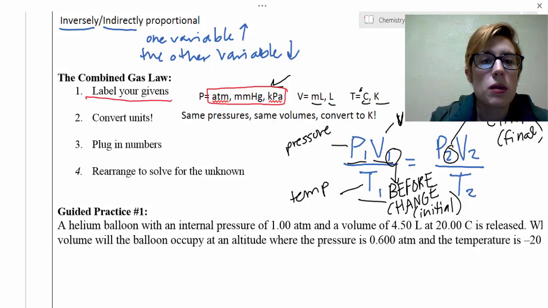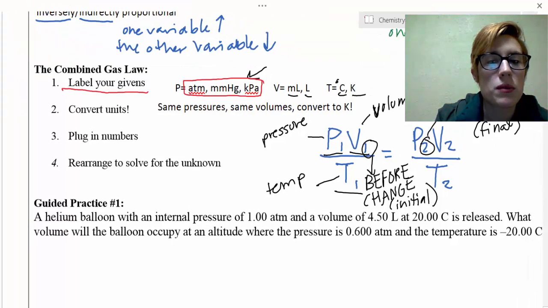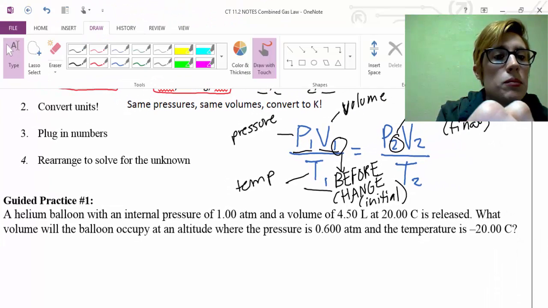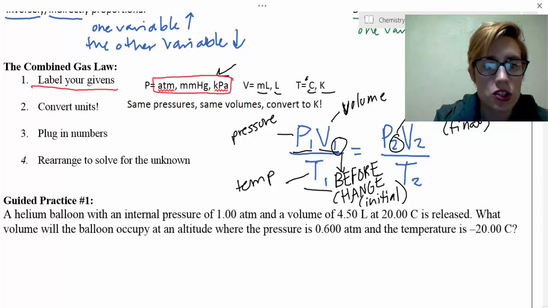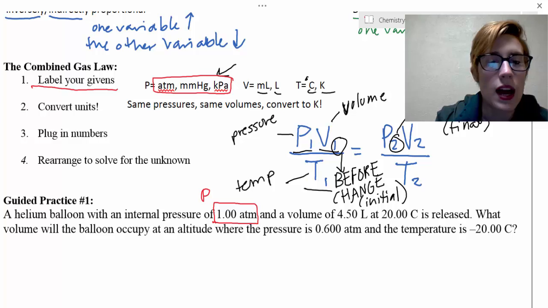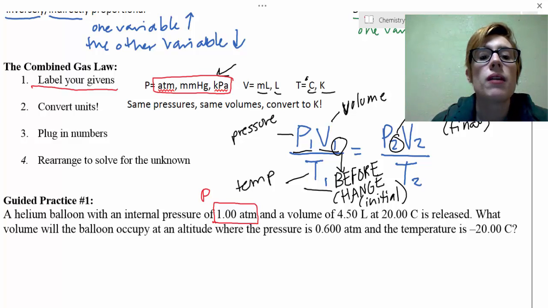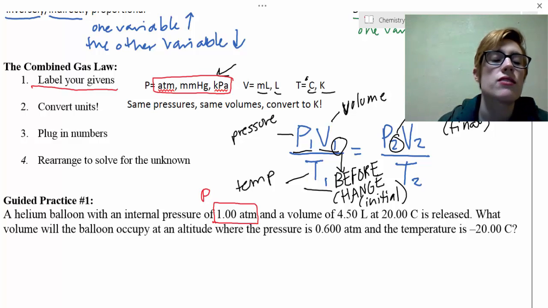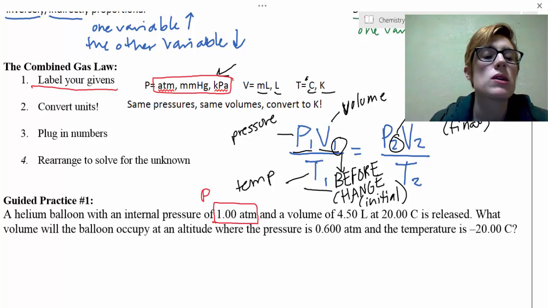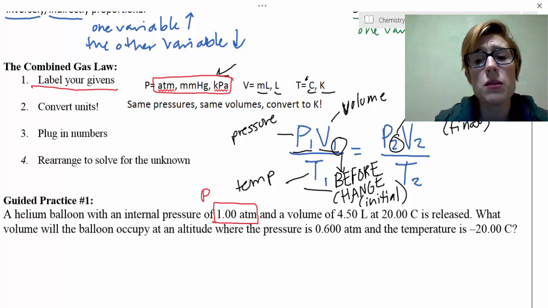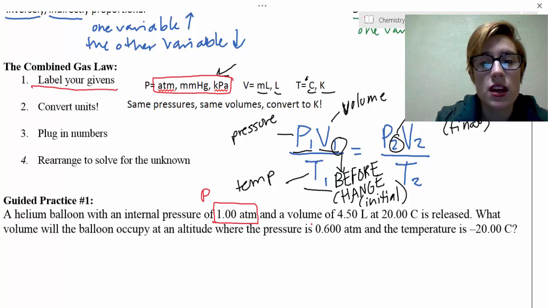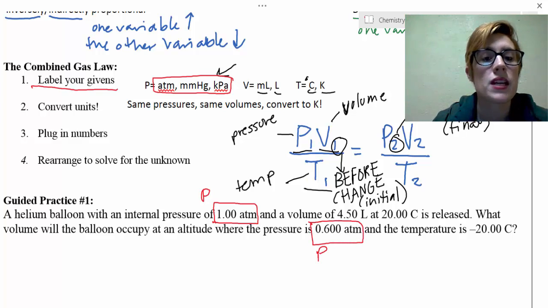Let's look at guided practice problem number 1. Guided practice problem number 1 says, a helium balloon with an internal pressure of 1 atm. So I'm going to stop right now. I'm going to box it. I'm going to put a P. I know this is pressure. I'm not going to identify which pressure it is yet, just because I want us to practice identifying pressure units first. And then we can go back and figure out whether it's the initial pressure or the final pressure. If I keep reading, I see here's another pressure unit. So I'm going to label that also as P because this is ATM.